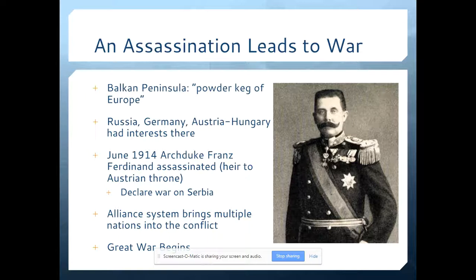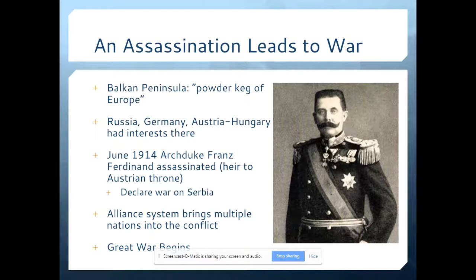Gavrilo Princip is the person that steps out and shoots these two people. He's a member of the Black Hand, which is essentially a really early form of a terrorist group, because they were responsible for a lot of disruptions in the Balkan Peninsula area. So the assassination of Archduke Franz Ferdinand is going to set off this whole crisis. Austria-Hungary is going to declare war on Serbia, which they thought was going to be a super short war because they're fighting this puny little country. But the alliance system is what ultimately kicks this off into a much bigger deal.